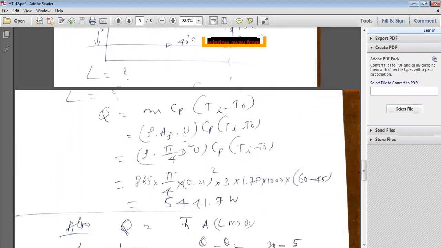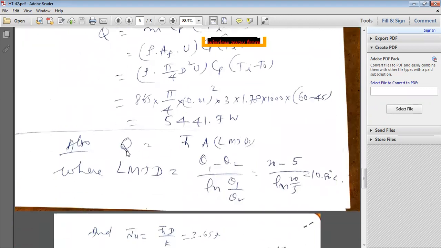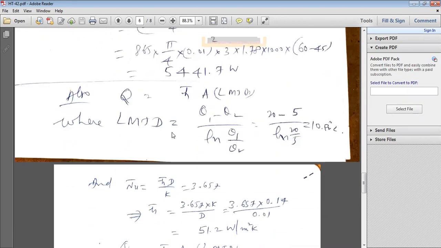That is also again convection heat. So how do you calculate the length of the tube? By using this formula, Q is equal to h bar A into LMTD. A is pi d into L. A is pi d L. That L is to be calculated. For that, first you have to calculate the log mean temperature difference. Log mean temperature difference is theta 1 minus theta 2 divided by ln theta 1 by theta 2.